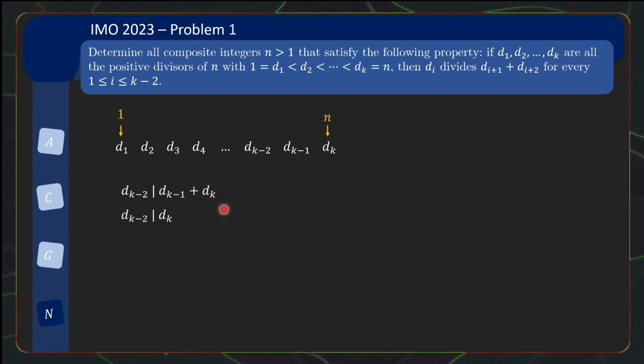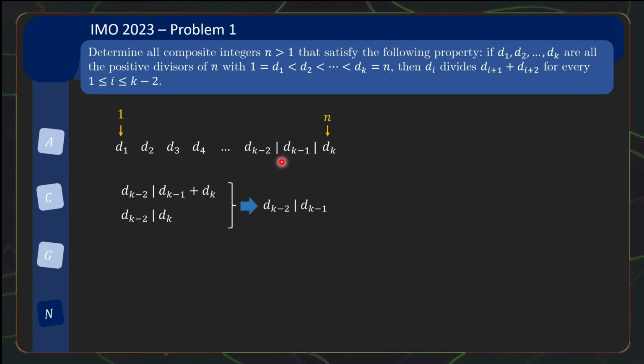And the crucial step is to remember that all these are divisors of n, so d(k-2) divides dk as well. And once you write this down, it's very easy to see by taking the difference that d(k-2) divides d(k-1). So this gives you the divisibility condition here. And once again, all of these are divisors of n, so we also have d(k-1) divides dk.